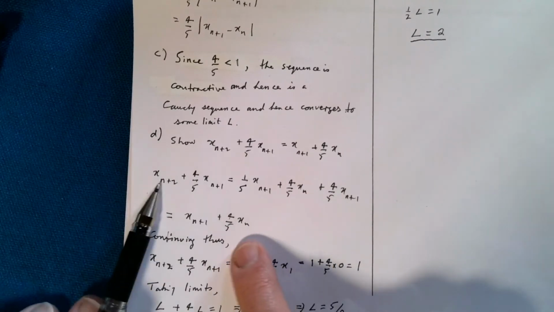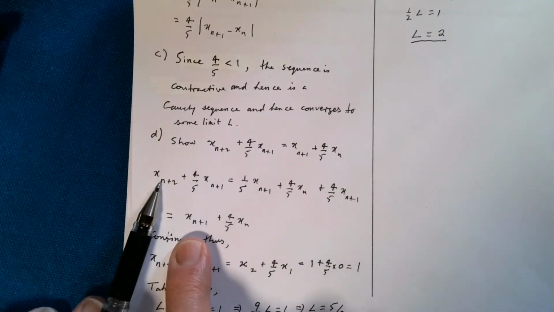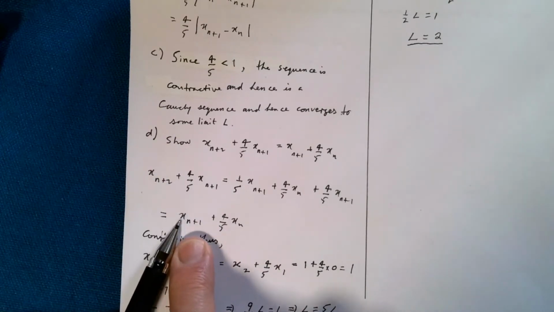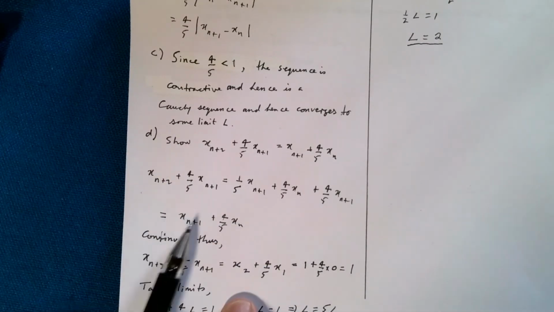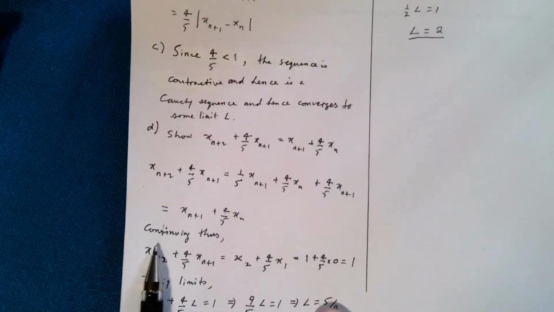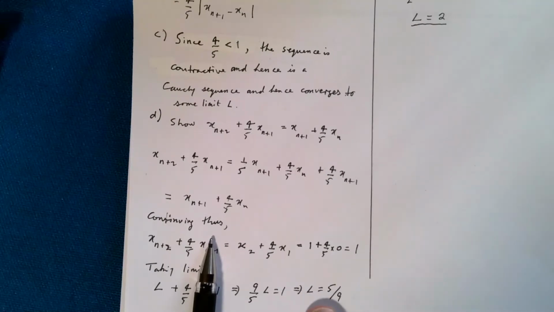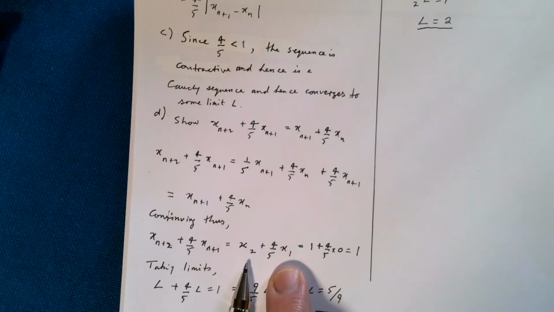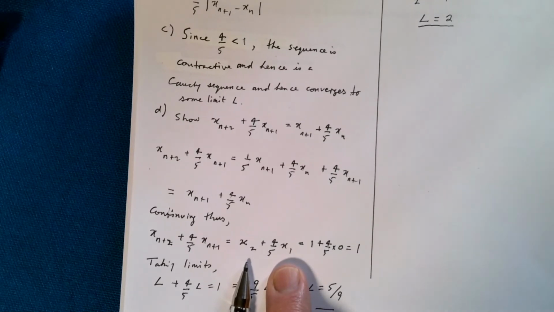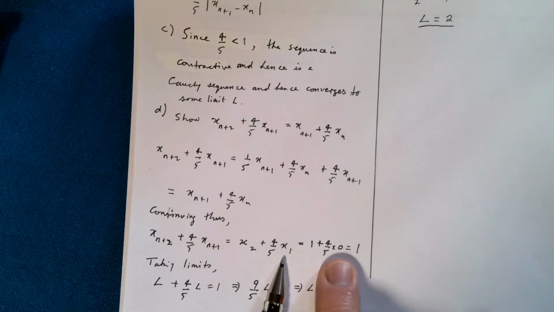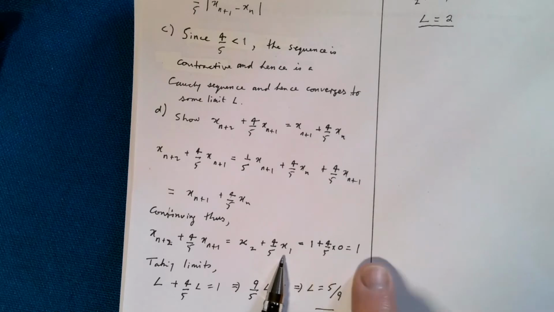So we can continue now the pattern. We simply pull every term back by 1. So this goes back to that. So the next one's going to be back to x_n, and so on. And we can continue all the way down. So continuing thus is what we say in mathematics. We can continue this all the way down to the beginning, which is x2 plus 4/5 x1. And x2 had the value 1, and x1 had the value 0, so that turned out to be 1.